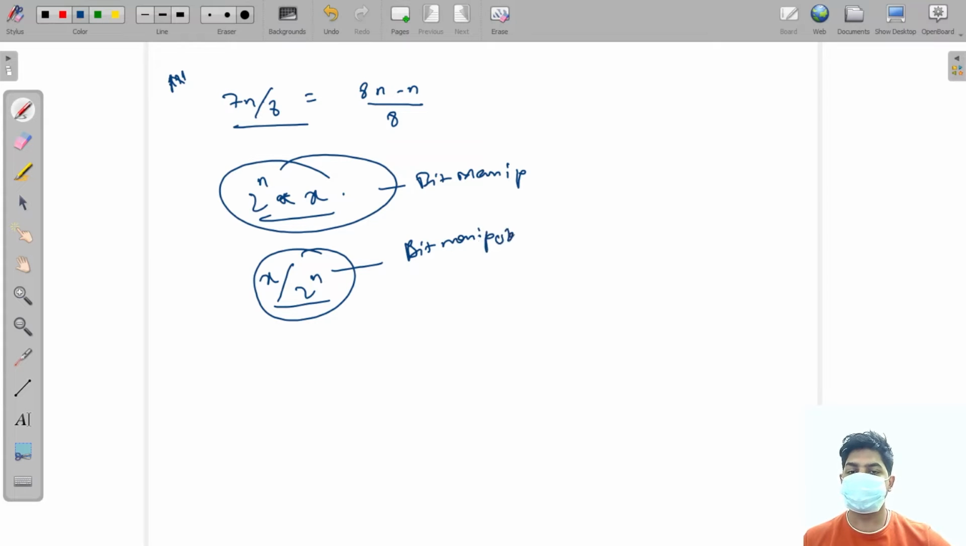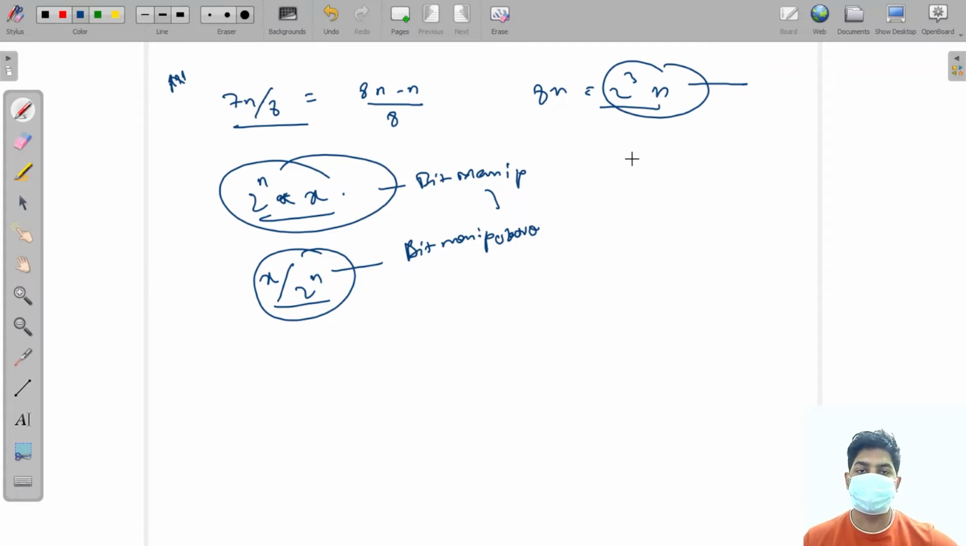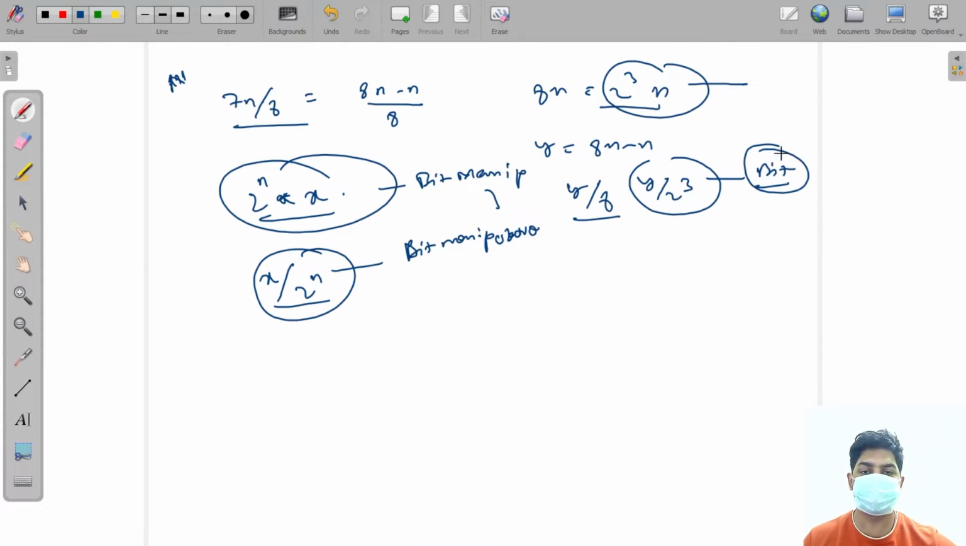So we will be using the bit manipulation technique to generate this. 8n can be written as 2 raised to power 3 into n, so this can be generated using bit manipulation. Then let's suppose this whole number 8n minus n is equal to y. Now we want y divided by 8, which is y divided by 2 raised to power 3. This can also be generated using bit manipulation. So we will avoid the use of multiplication and division operators, and we will use bit manipulation to solve this.